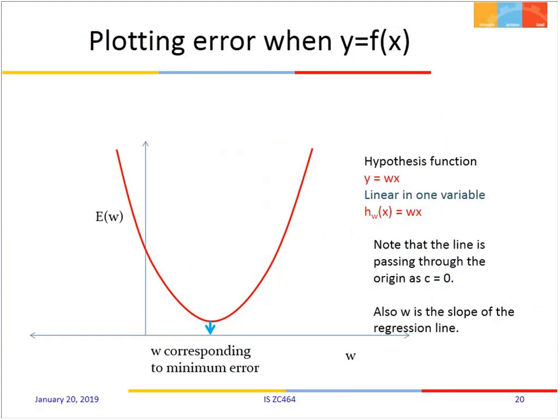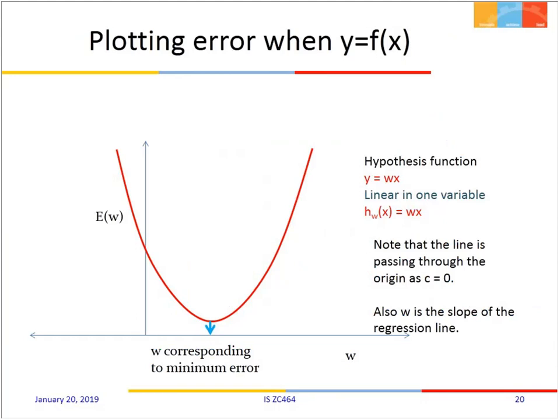So now you have seen one important thing, that there is an error which is associated with one line, because if the line changes, the error will change. If your W and C changed, then the line will change.